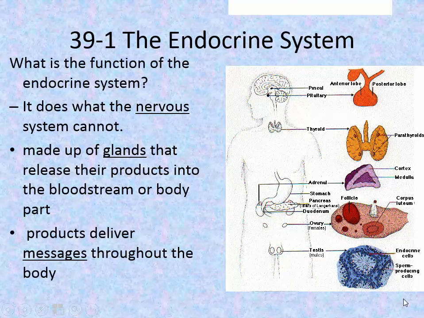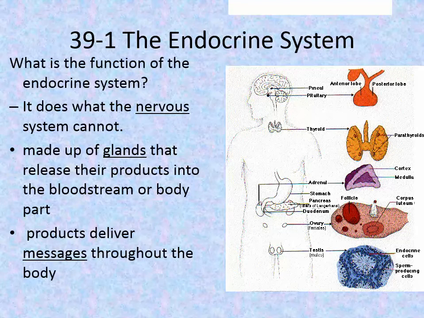Okay, so when we're talking about the endocrine system, we need to know what the function is. Basically, what it does is it helps out in areas that the nervous system cannot accomplish. We know that the nervous system is pretty responsible for homeostasis. If you remember, the hypothalamus was the part that had to do with controlling maybe your temperature, blood pH, and areas like that.